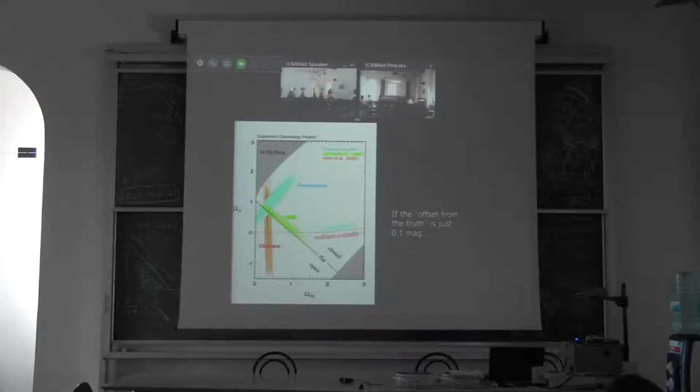And just to give you a taste of the consequences of this, if the offset from the truth is only 0.1 magnitude, the confidence contours of supernovae move from here to here. And it makes a difference to know if we live in a universe with omega matter 0.3 or omega matter 0.6, for example.